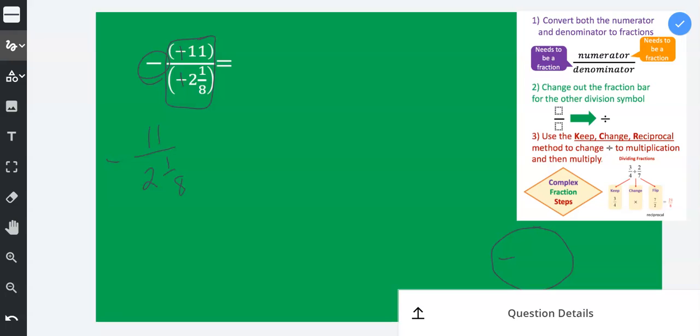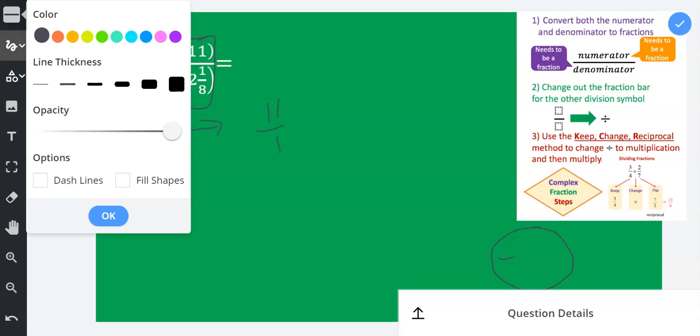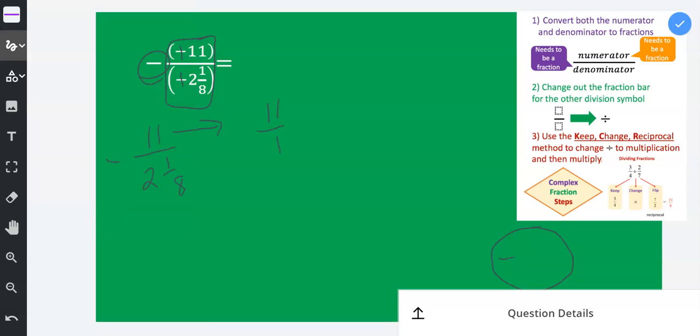The next step is to convert both the numerator and denominator to fractions. So I'm going to change 11 to a fraction by placing it over 1. And then I'm going to multiply 2 times 8 to get 16. And then I'll add the numerator 1 to get 17. And then you keep the denominator the same. So I just changed the mixed number to an improper fraction.